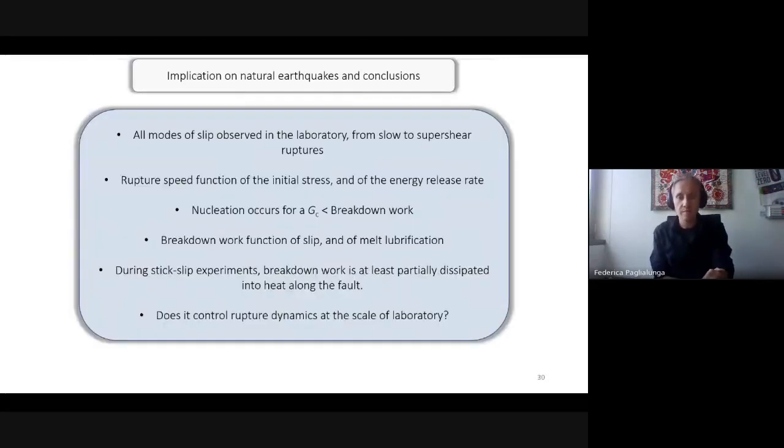So I will stop my part here. So here is a summary of the results. What we were able to show is that at the scale of our experiments, all modes of slip were observed in the laboratory, from slow to super shear ruptures.